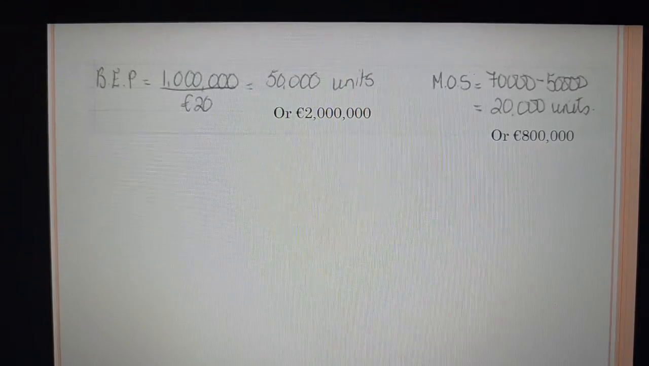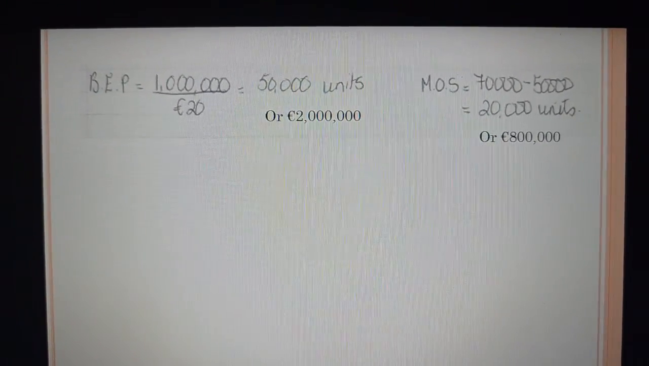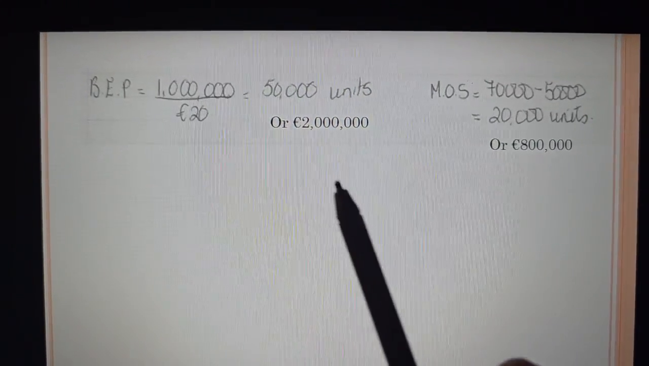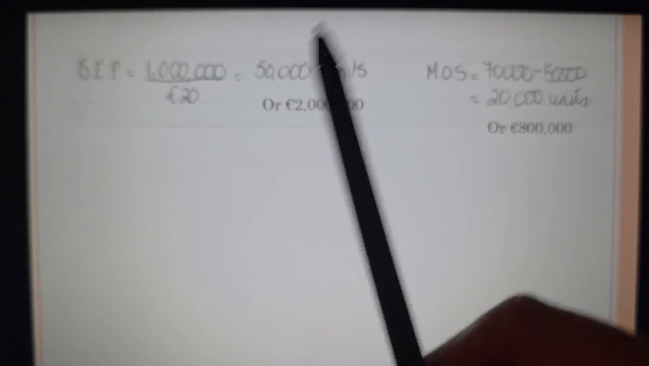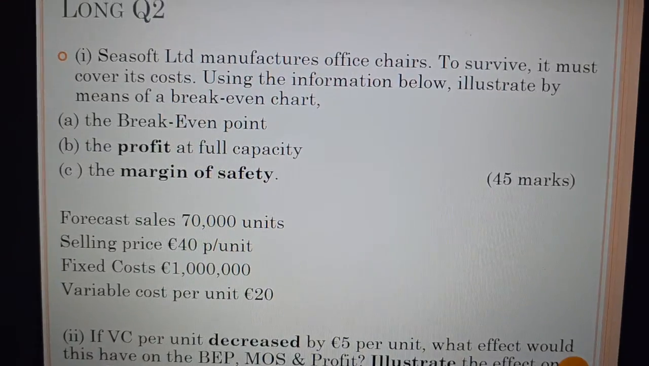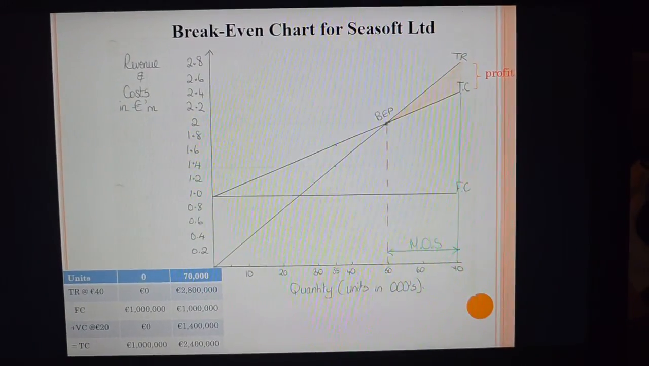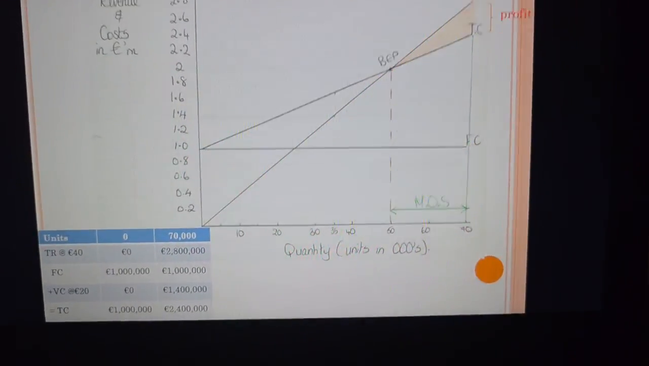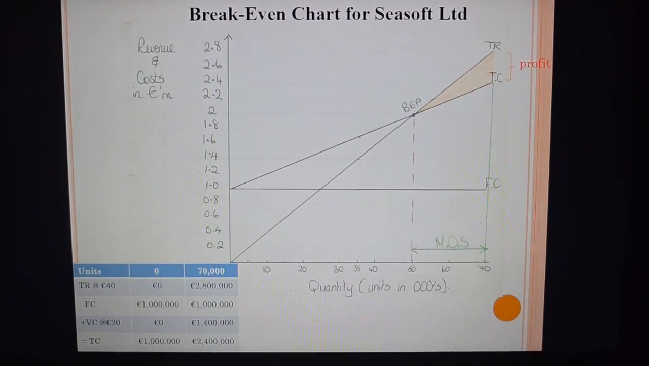Okay, there is your break-even point. There's your margin of safety. How I got the monetary values: I multiplied 50,000 units by the selling price, which was €40 per unit. Okay, so I have the input-output table just slotted in there as well if you want to double check.